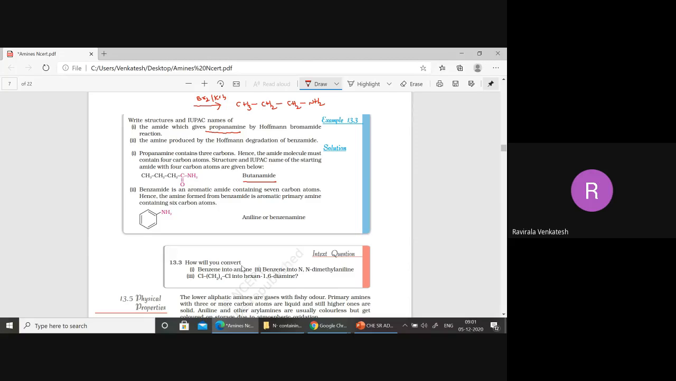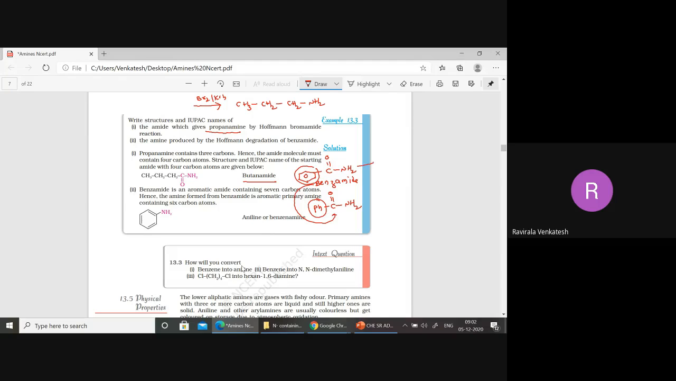So for example, if I take something like this, Ph, C double bond O, NH2. Now this is called what actually? Benzamide. Benzene amide, benzamide. You can write this one like this also, Ph, C double bond O, NH2. Both are the same only. It is also benzamide only.